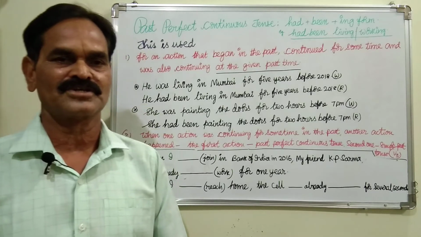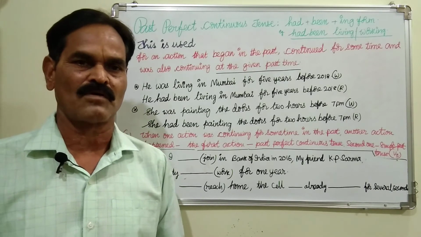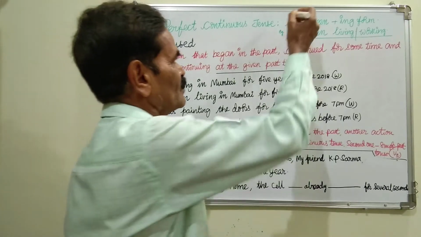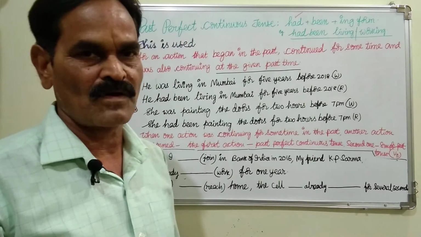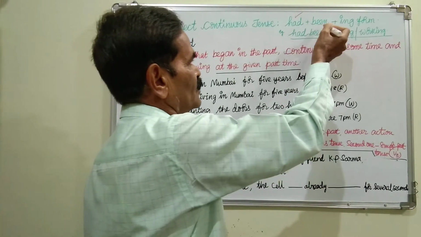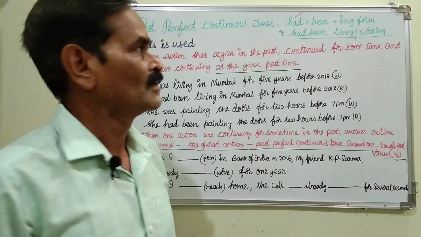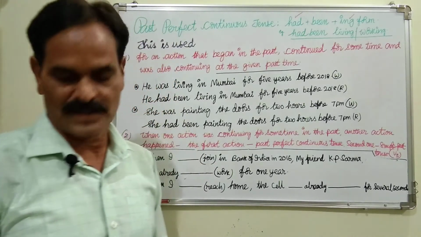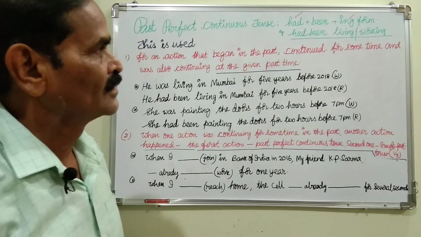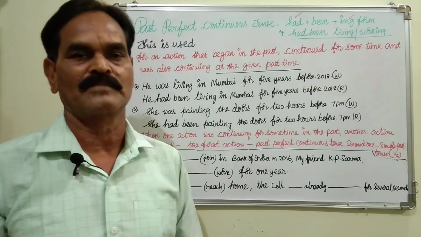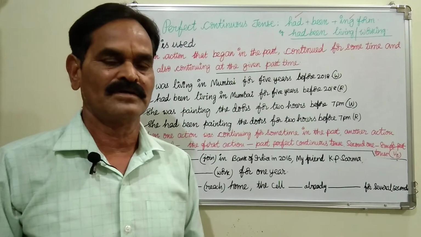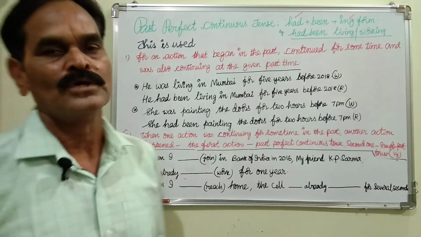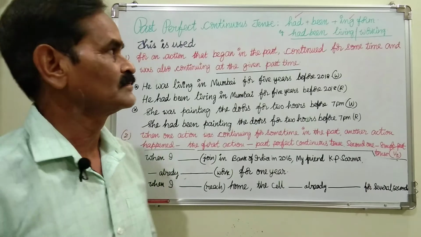Past perfect continuous tense is an extension of past perfect tense, and its structure is had, which is the helping verb, the past of have, and been, the be form, and the present participle, that is the ing form. So had been plus the ing form, that is had been living, had been working, had been staying, had been studying, had been helping. In this way, we use the helping verb had.